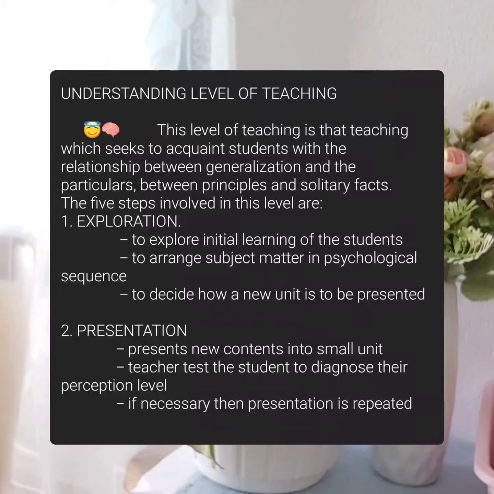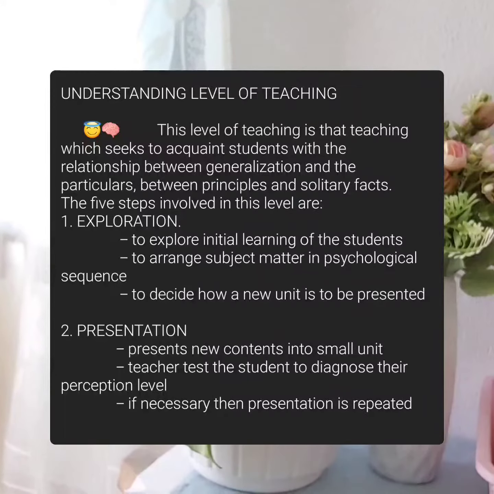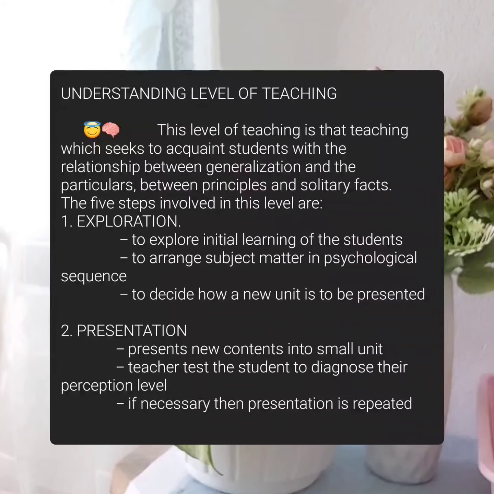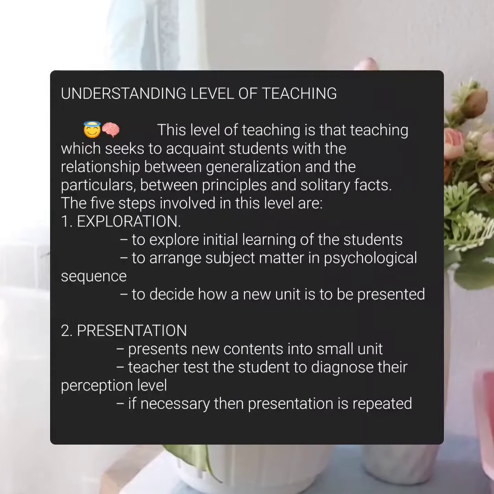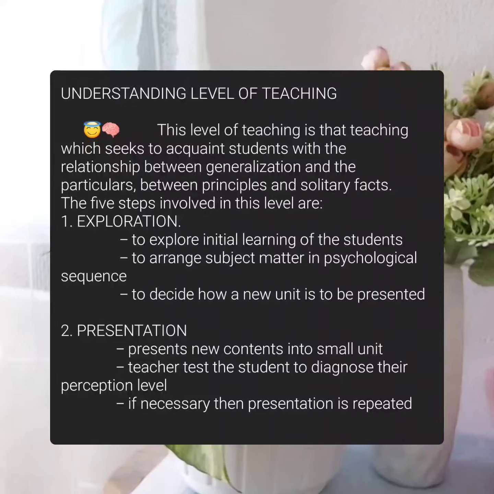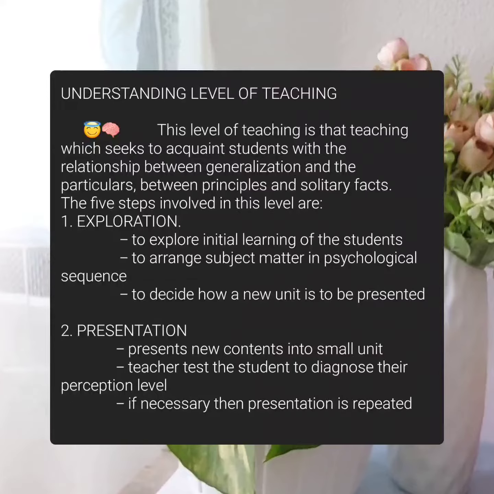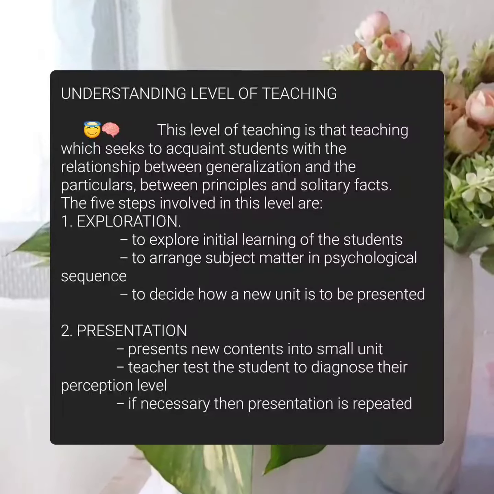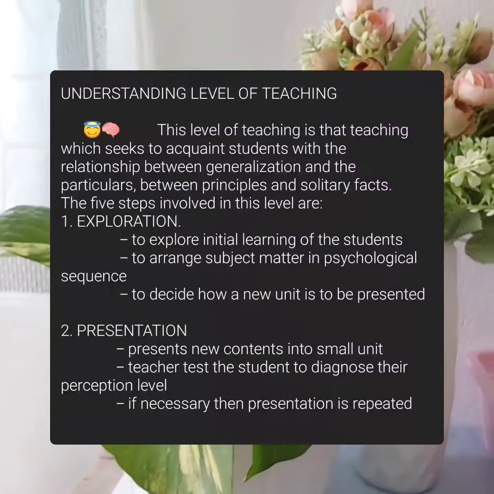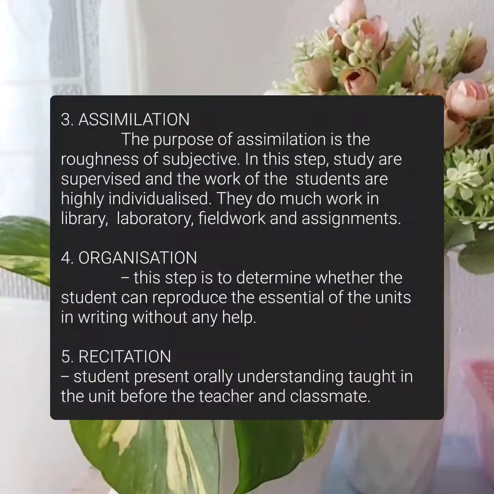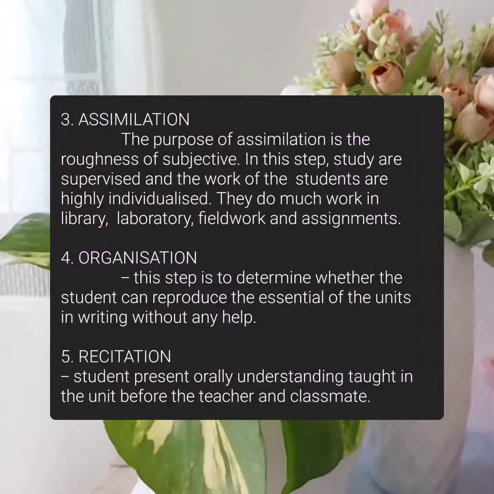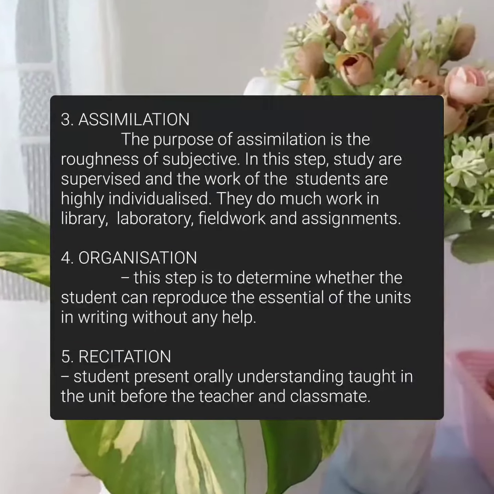Now, the understanding level of teaching is that teaching which seeks to acquaint students with the relationship between generalization and the particulars. And this level of teaching involves 5 steps. One is exploration, to decide how a new unit is to be presented, and the second is presentation, and the third one is assimilation, and the purpose of this assimilation is the thoroughness of the subject.